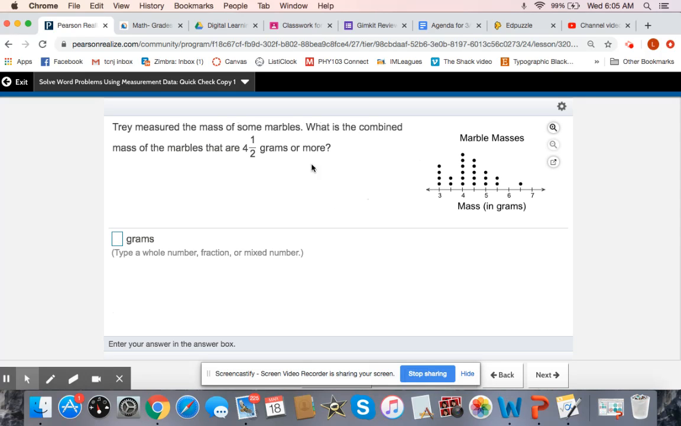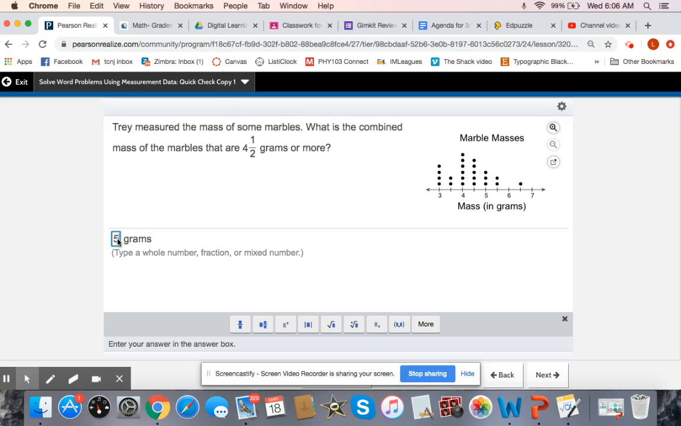The next one, only 4.5 grams or more. So 4 and less, you're not even going to worry about. You're just worrying about this section right here, adding up all of those values. So 4.5 times 5 plus 5 times 3 plus 5.5 times 2 plus 6.5 times 1, because there's only one value. You end up getting, if you add them all up, 55 grams.